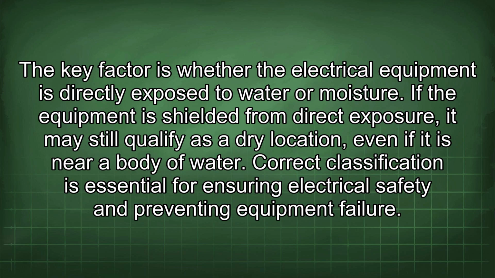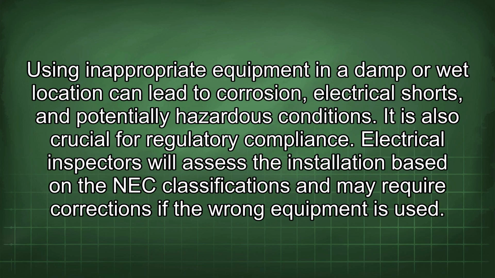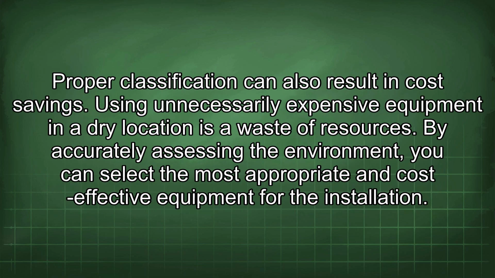Correct classification is essential for ensuring electrical safety and preventing equipment failure. Using inappropriate equipment in a damp or wet location can lead to corrosion, electrical shorts, and potentially hazardous conditions. It is also crucial for regulatory compliance. Electrical inspectors will assess the installation based on the NEC classifications and may require corrections if the wrong equipment is used. Proper classification can also result in cost savings. Using unnecessarily expensive equipment in a dry location is a waste of resources. By accurately assessing the environment, you can select the most appropriate and cost-effective equipment for the installation.